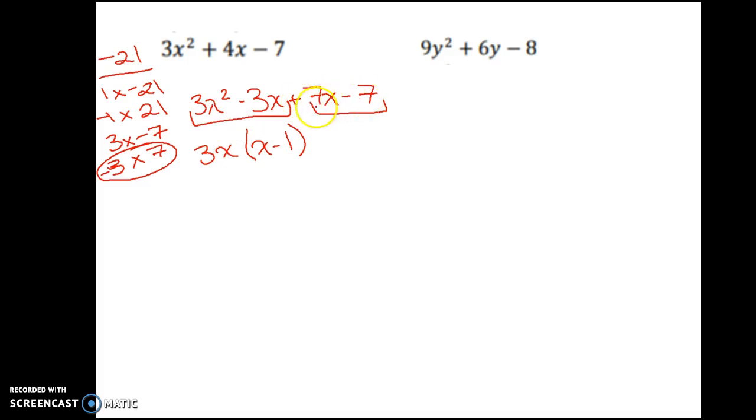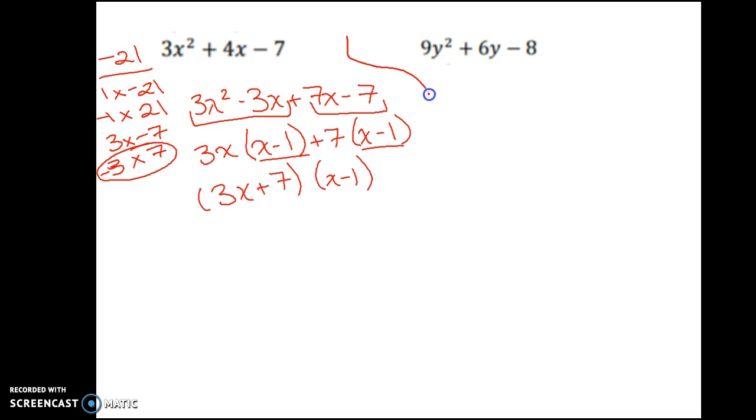And then if I look here, I've got a positive 7x here and a minus 7 here. So I'm going to take out a positive 7 so that my x stays positive. And that leaves me with x minus 1, because I know positive 7 times minus 1 is going to be minus 7. Okay, and again, my brackets match, which means I've done it properly. The bits outside are going to go in my first bracket, and then what's left over will go in my second. Okay, so that's our first one.